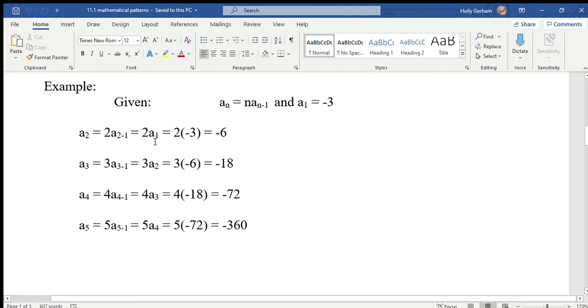Again, 2 minus 1 is 1, so this is a sub 1. Well, a sub 1 is negative 3, so 2 times negative 3 is negative 6. For a sub 3, we're going to do 3 times a sub 3 minus 1. 3 minus 1 is 2, and a sub 2 is negative 6. Your second term was negative 6. So 3 times negative 6 is negative 18. And then we would do the same thing for the 4 and for the 5 to give us the 5 terms here.